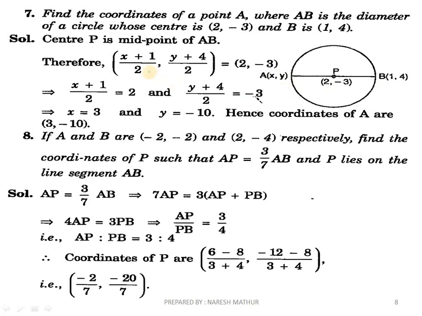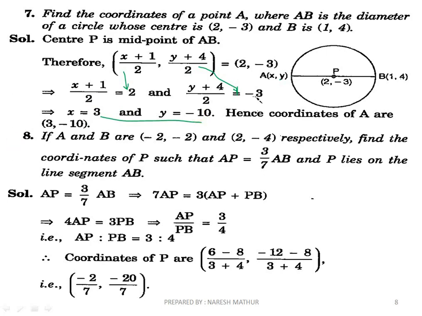So (x plus 1) upon 2 will be equal to 2, and (y plus 4) upon 2 will be equal to -3. By this we can get the value of x and y. Clear?